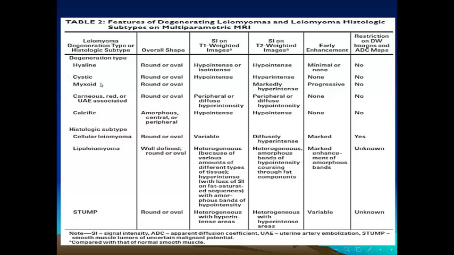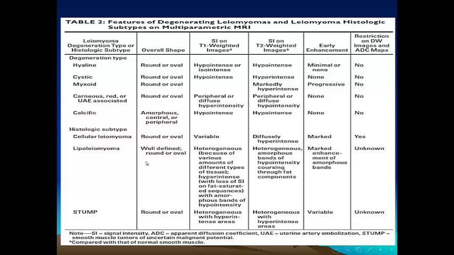Cystic degeneration, sometimes we see it after interventional procedures like uterine artery embolization. Okay? In myxoid degeneration, it is more hyperintense on T2. So this is with myxoid degeneration of a fibroid, and it takes progressive enhancement. Then we come to the histological subtypes that are queried to be malignant. The cellular leiomyoma has marked enhancement, and sometimes we could not differentiate it from leiomyosarcoma on imaging.